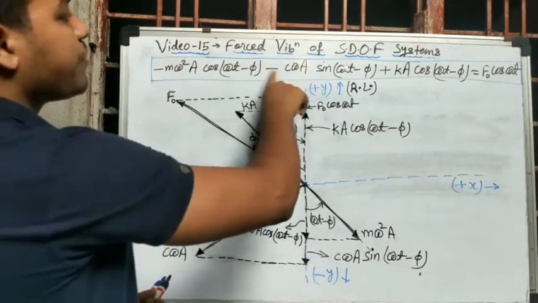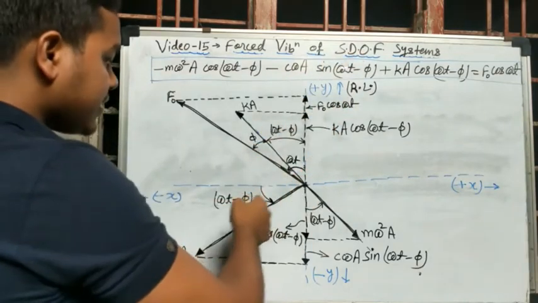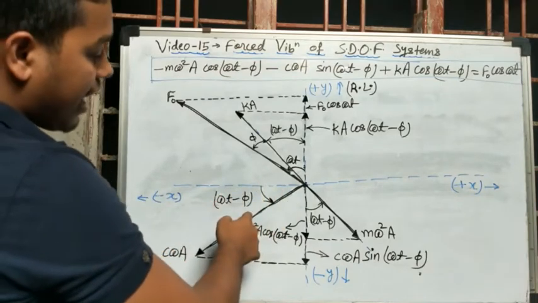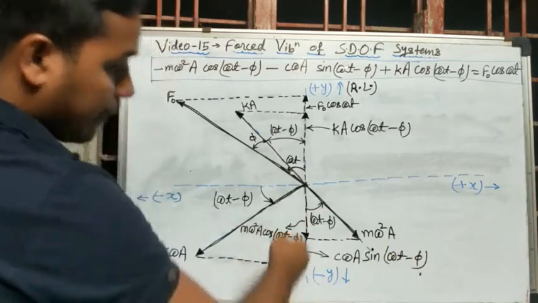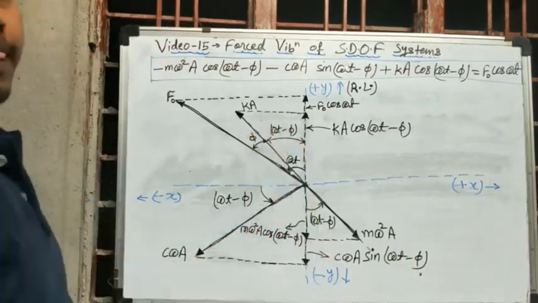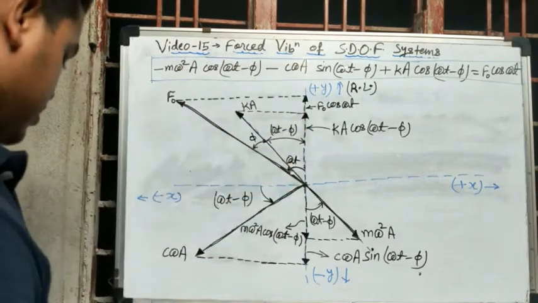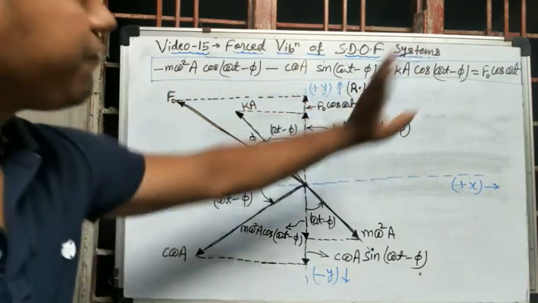Now talking about minus c omega a sin omega t minus phi, that means I should have a force c omega a such that it is making an angle of omega t minus phi with the horizontal axis, so that it will have a component c omega a sin omega t minus phi onto the minus y axis, right? So this is our answer. This is the vector representation of the system of forces.